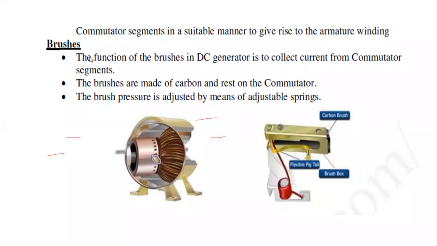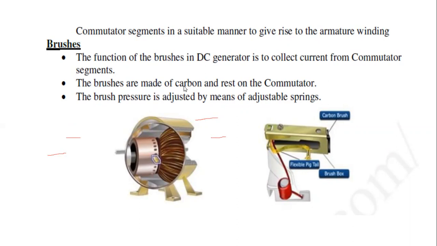How is the current produced in the commutator segments? Whenever the armature windings are cut by the field flux, an EMF is induced. That EMF flows through the commutator segments, and the AC current is converted into DC current. Therefore, that DC current flows through the brushes to the loads.